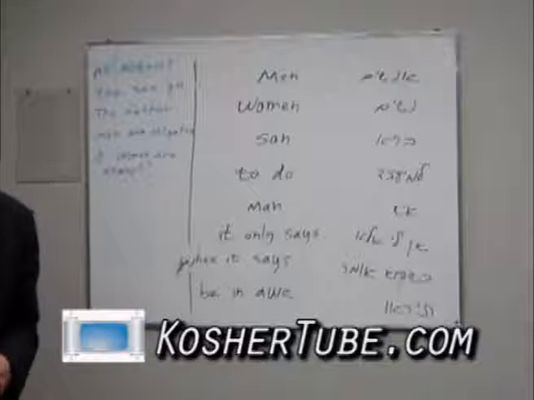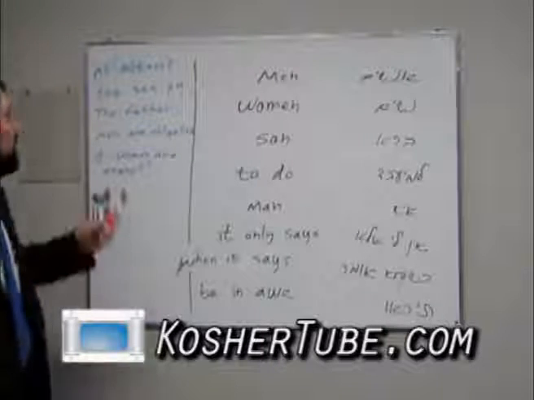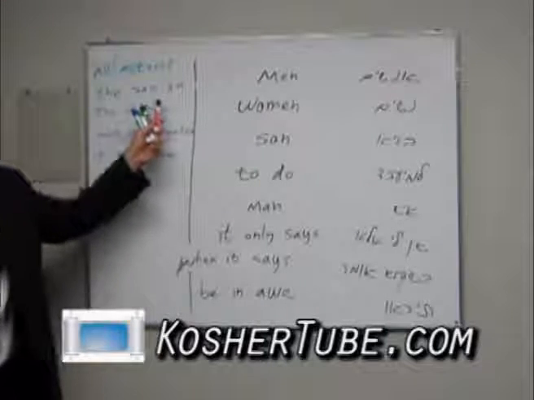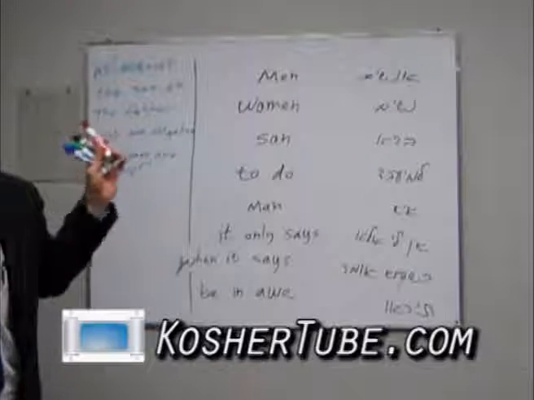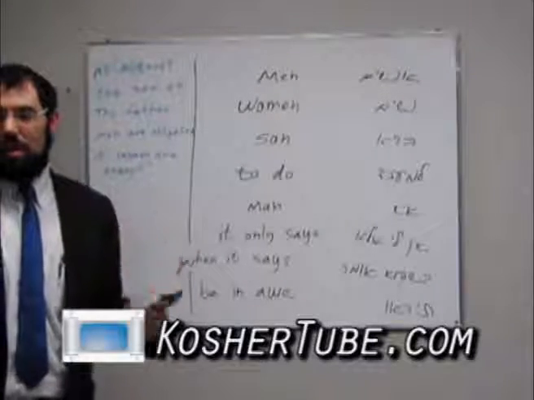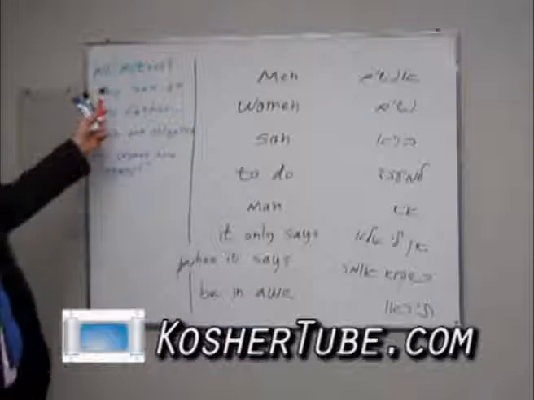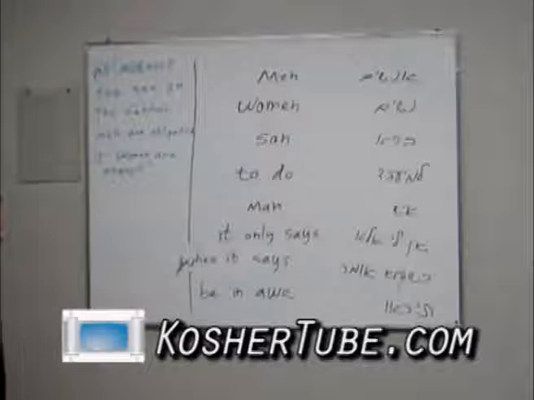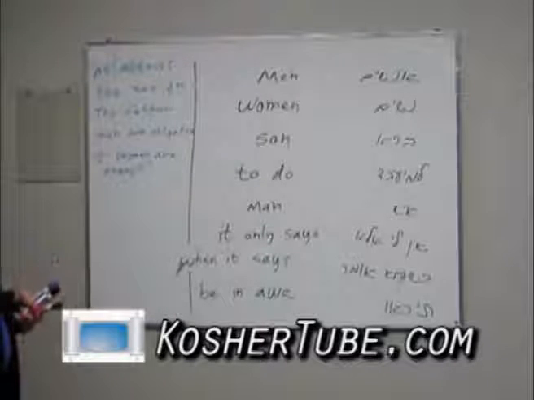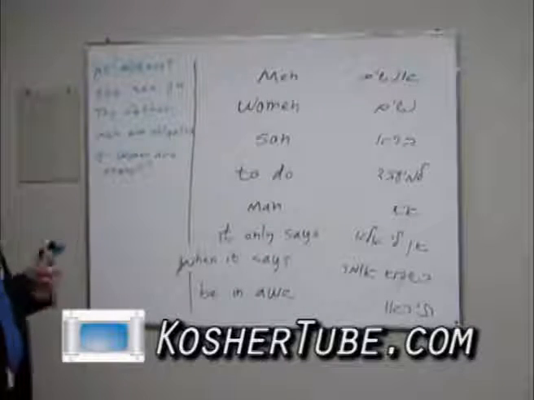Okay? Let's stop everyone here for a moment. Let's look at this original sentence. This is the translation of that first sentence of the Mishnah, which the Gemara is discussing. I'm going to read it to you. This is an exact translation. All mitzvot, the son on the father, men are obligated and women are exempt.